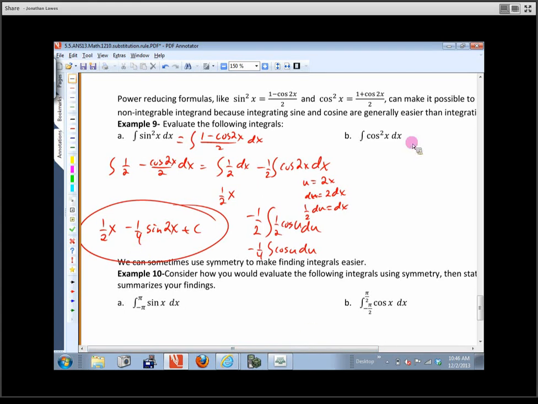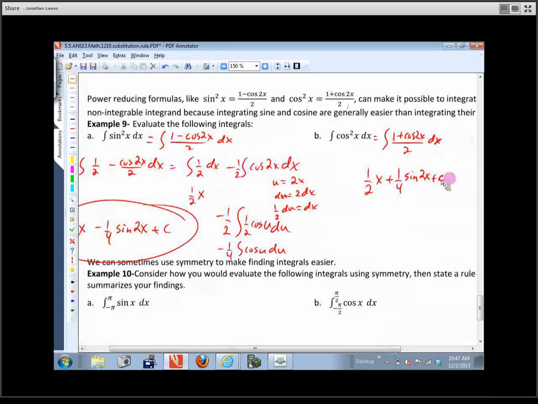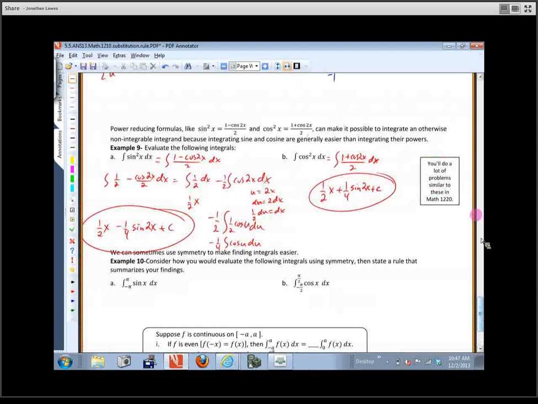Okay. The only difference between the two of these, notice in the power reducing formula, it's going to be 1 plus cosine of 2x over 2 dx. So what's the only difference in the answer going to be? It's going to be a plus rather than a minus. Okay? So this antiderivative would be 1/2 x plus 1/4 sine 2x plus c. Any questions?